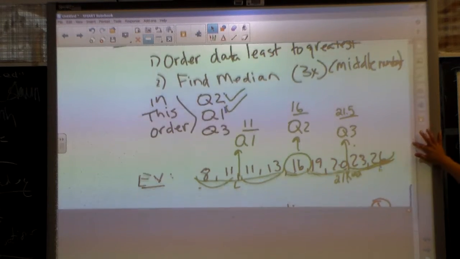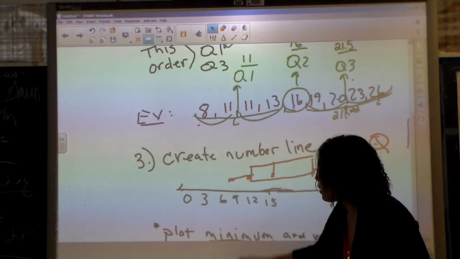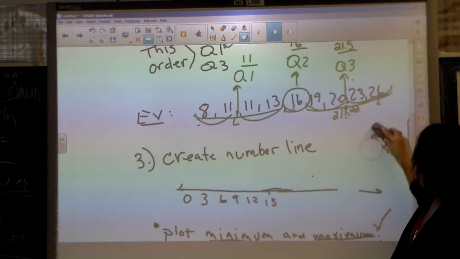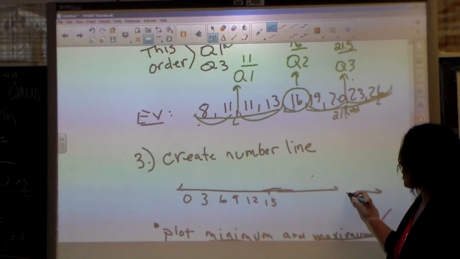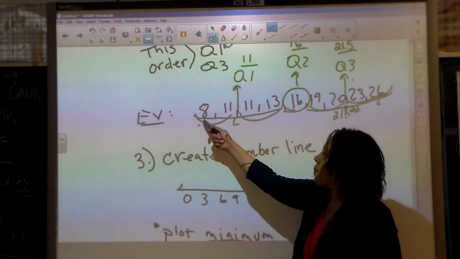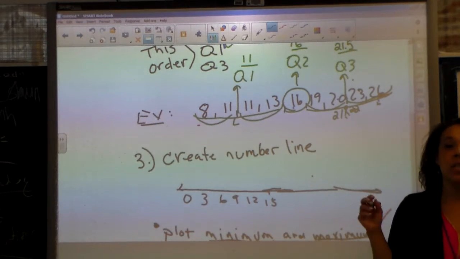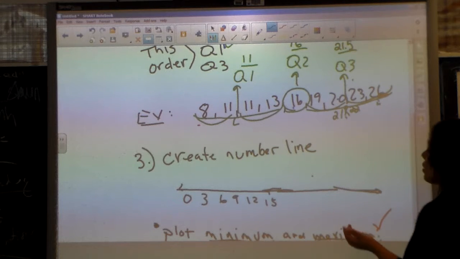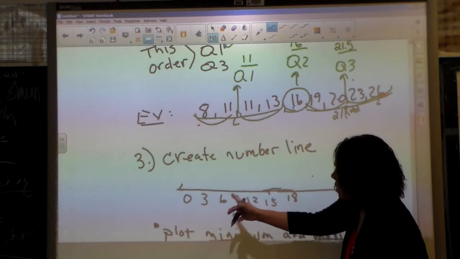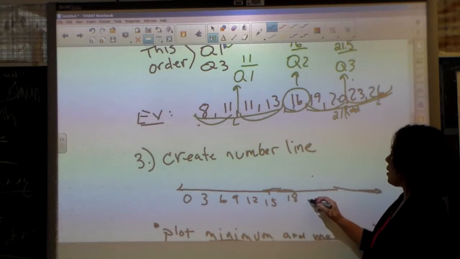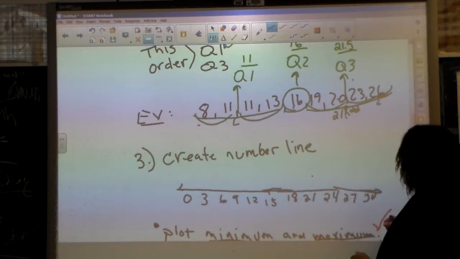The next thing we're looking at when we're doing this is we're going to go ahead and create a number line. When I created my number line, I chose to go by threes, and let me tell you why. My lowest number is an 8 and my highest number is a 26. So I chose to create a number line that goes from 0 to 30. So 0, 3, 6, 9, 12, 15, 18, 21, 24, 27, and 30.